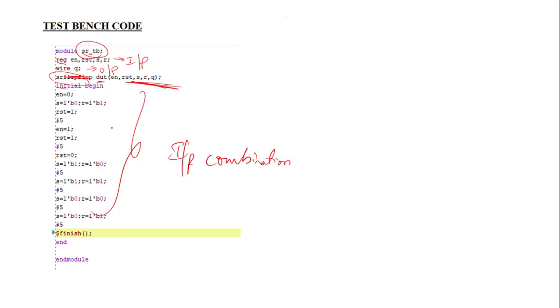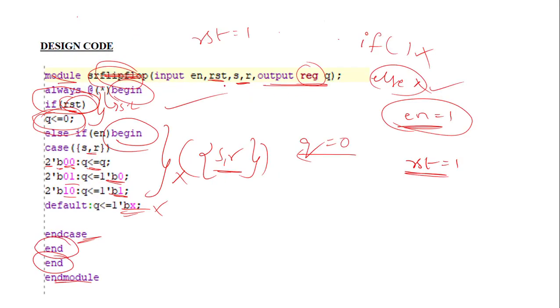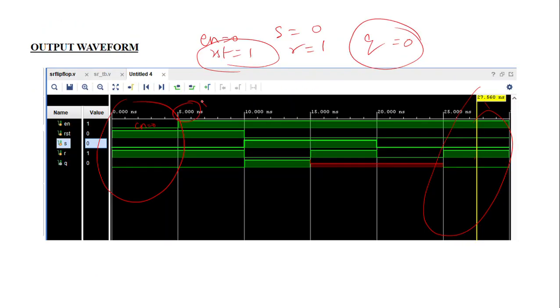Here we can observe. So next, observe. Here we can give some delay, 5 nanoseconds delay. So 0 plus 5 is equal to 5 nanoseconds. See here in the waveform. Next it is at 5 nanoseconds. Like that we have to observe the waveform.